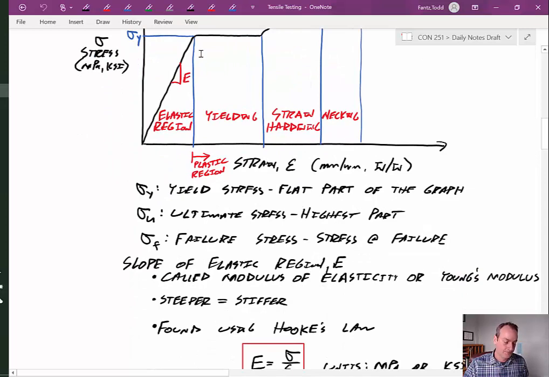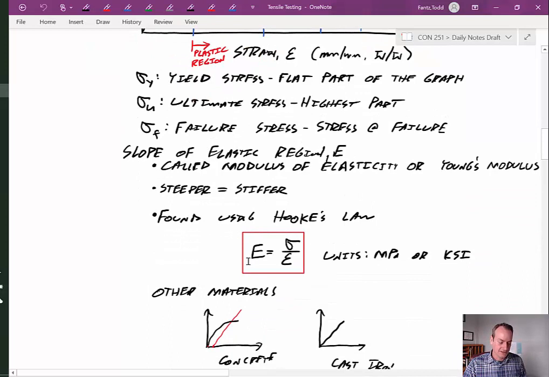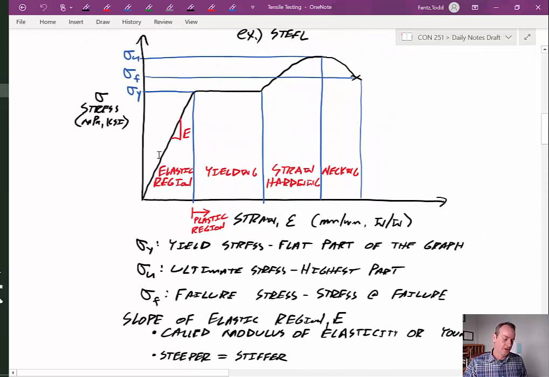Oh, another important one, the slope of this line is called the Young's modulus, or modulus of elasticity. It's stress over strain, and that's really important because that is how much force we put on an object. Depending on the material, we can figure out how much it'll change in length, right?